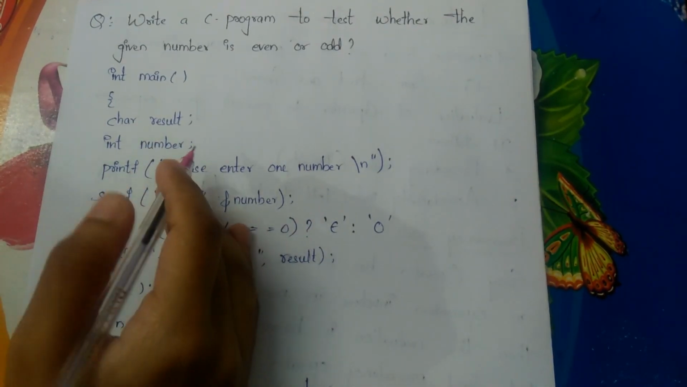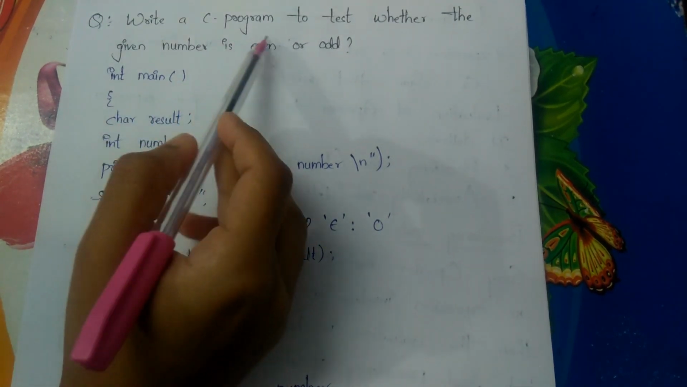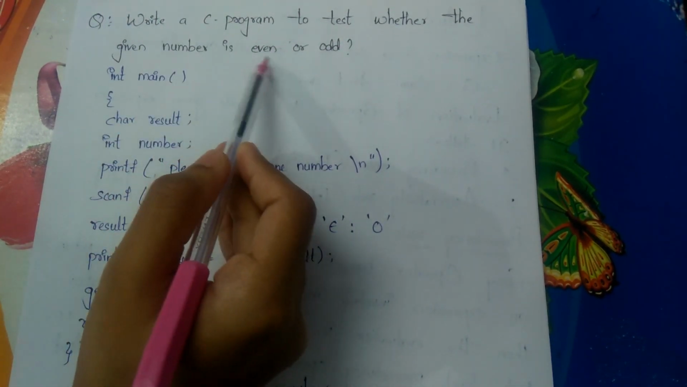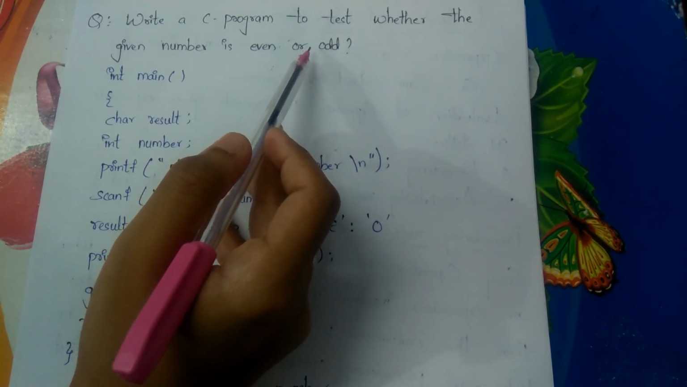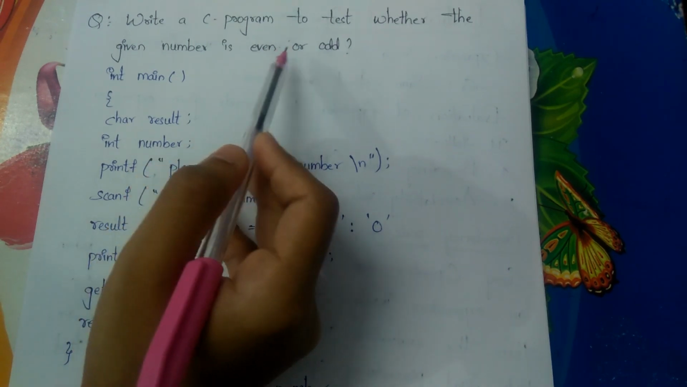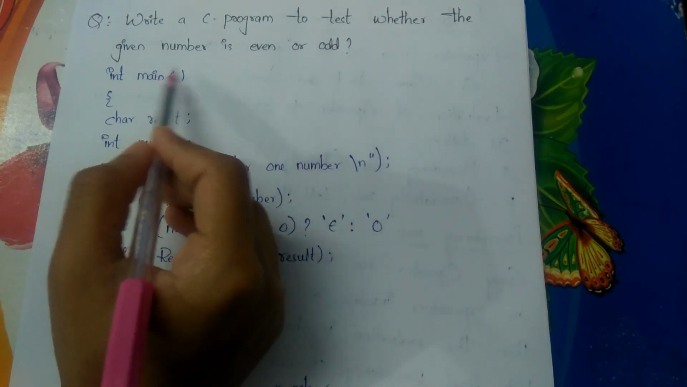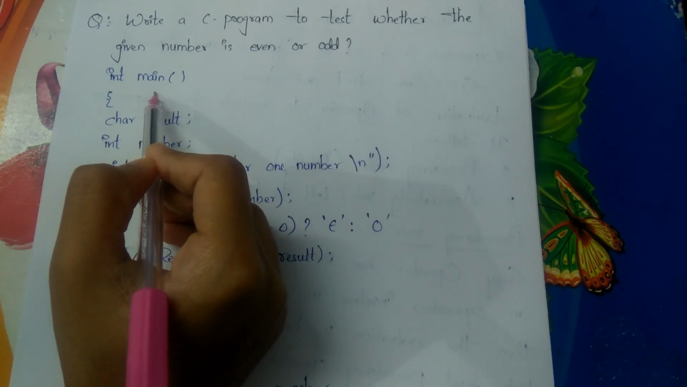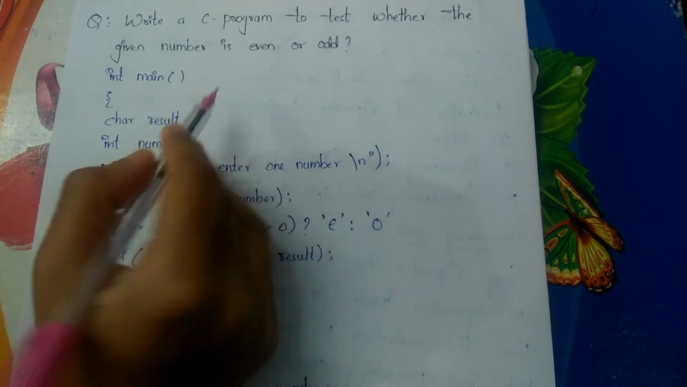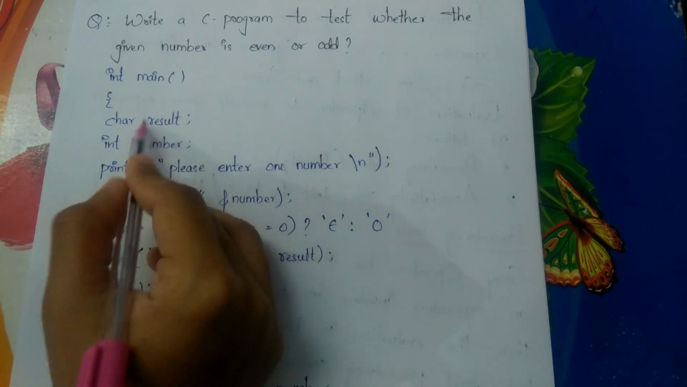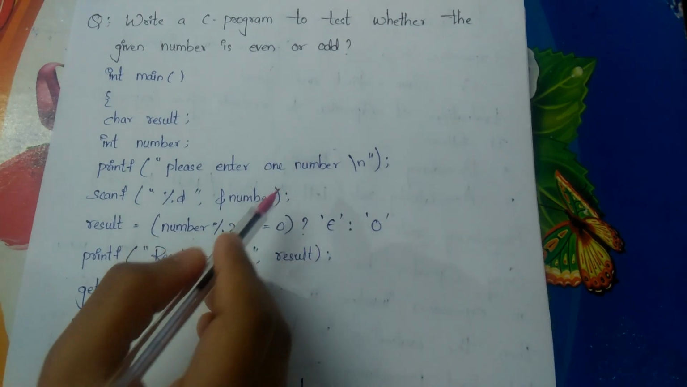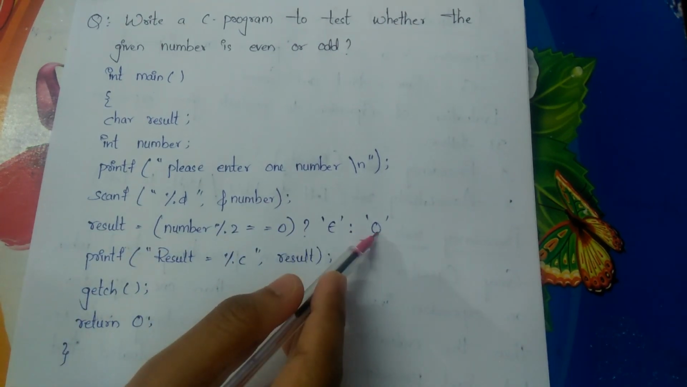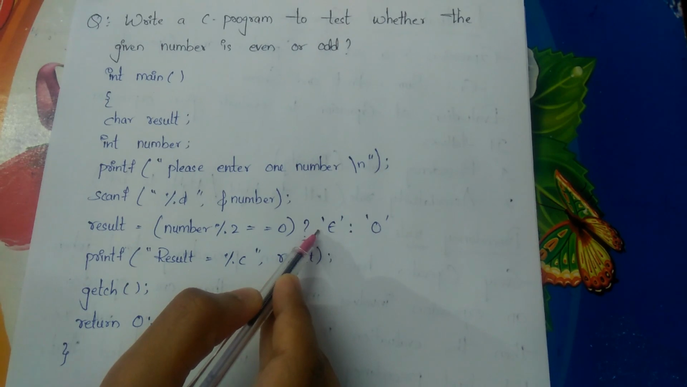And this is one more program on the conditional operator. Write a C program to test whether the given number is even or odd. So the user has to give some number from the console, then it should print whether that given number is even or odd. First we have to include the header files, then it starts with the main function. Result is a character data type, because in result I want to print either E or O, E for even and O for odd. So these are the characters.